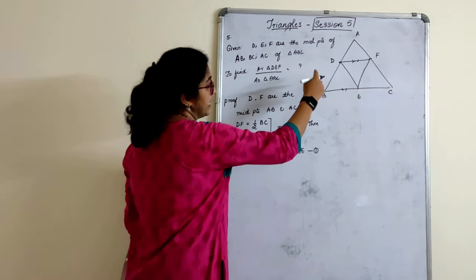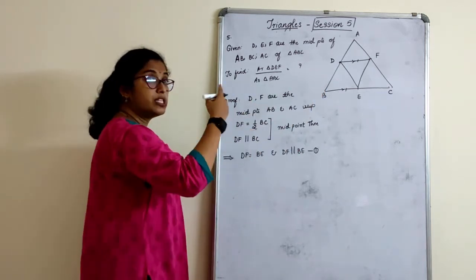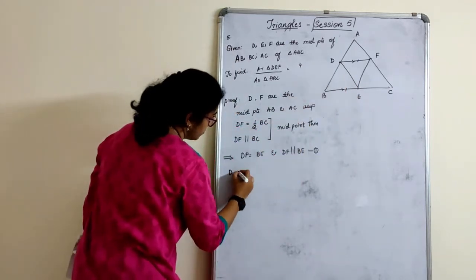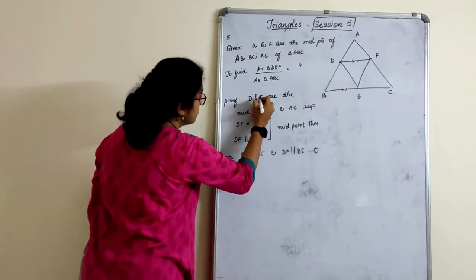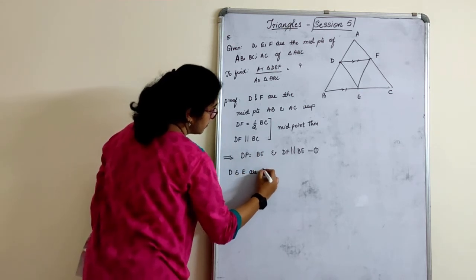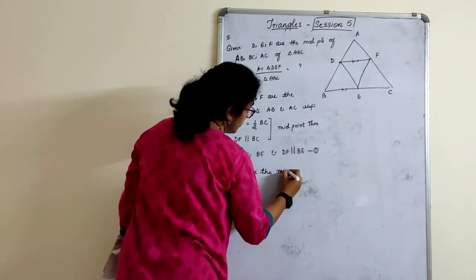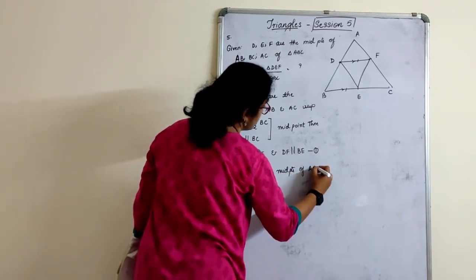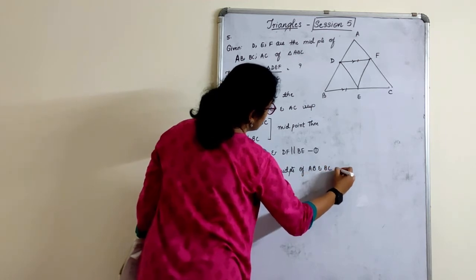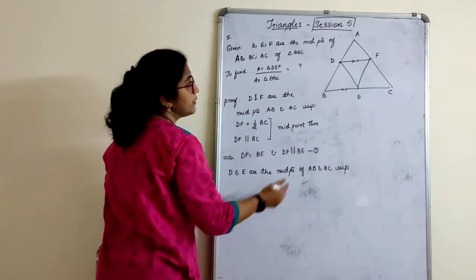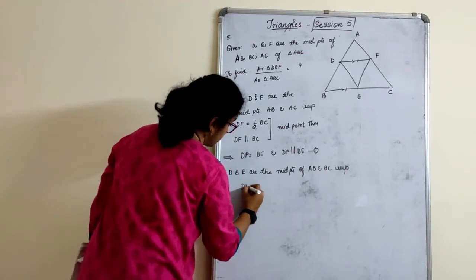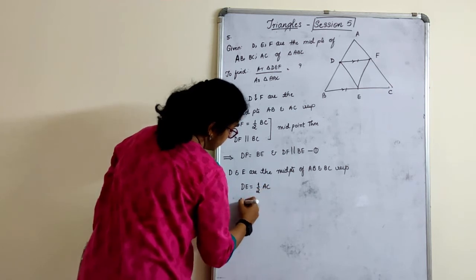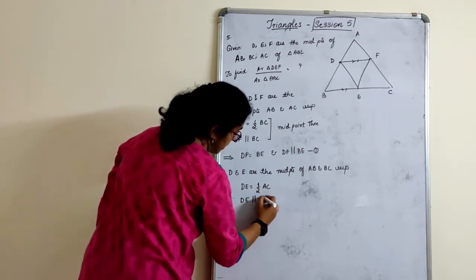Now next part, similarly, I will go on writing all the other midpoints. Next, D and E are the midpoints of AB and BC respectively. So DE is equal to half AC and DE is parallel to AC.